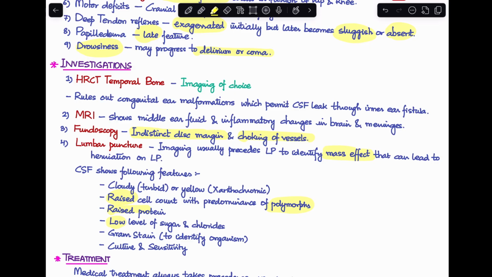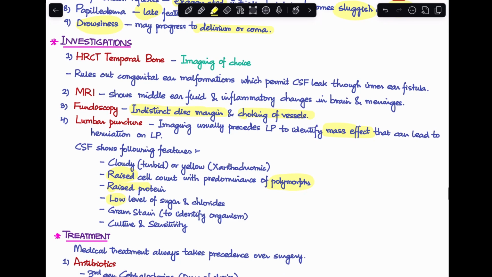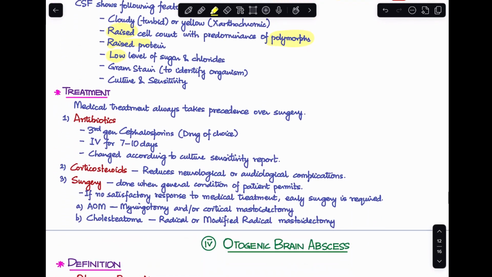We can perform a gram stain to identify the organism and also perform culture and sensitivity to find out which organism the patient is sensitive to. So these are the investigations we perform in a case of meningitis. Last of all, how do we deal with the treatment aspect? Now we have to remember in case of meningitis, medical treatment will definitely always take precedence over surgery.